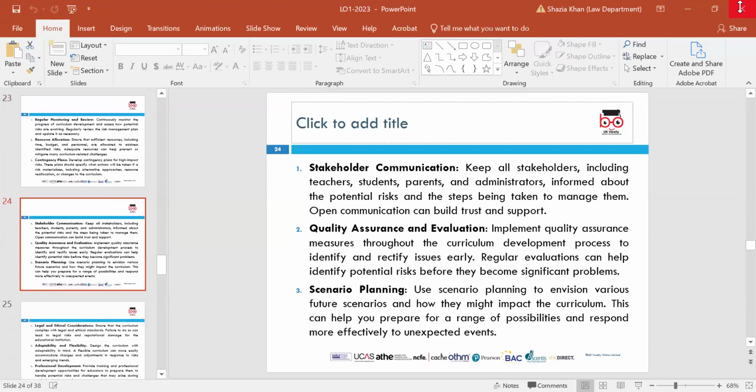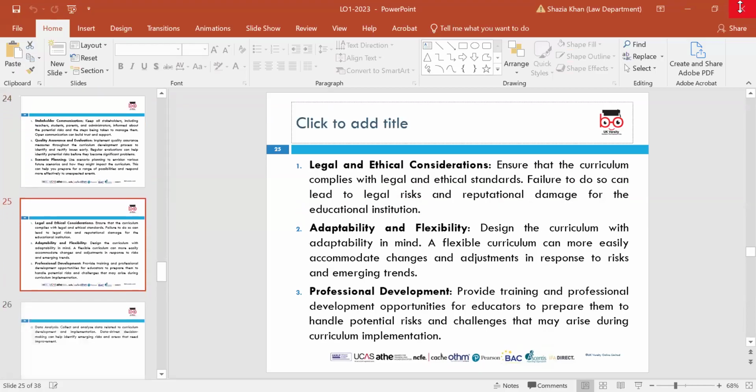Stakeholder communication. Make sure that you keep all stakeholders, including teachers, parents and administrators, informed of any potential risks. Quality assurance and evaluation. Implement quality assurance through the curriculum process to make sure there's continuous monitoring. Scenario planning. Make sure that you use scenario planning to envisage various future scenarios that may impact on the curriculum and how you can respond to these.